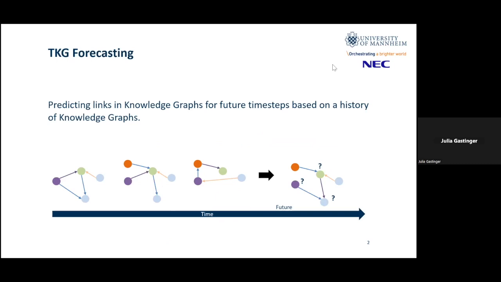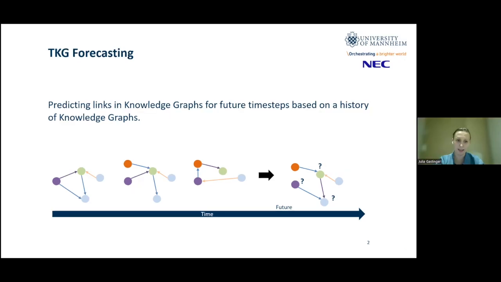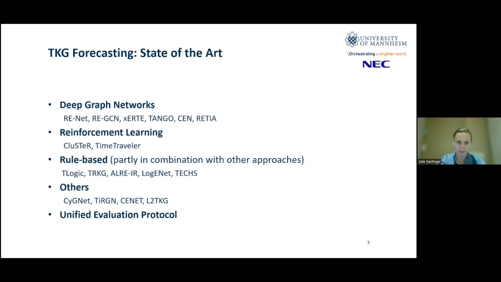Okay, so probably most of you know this, but we are talking here about temporal knowledge graph forecasting. So we want to predict links in knowledge graphs for future time steps based on the history of knowledge graphs. In our case, this history of knowledge graphs is represented as graph snapshots, where each snapshot contains all the quadruples that are known to be true at this time step. And we want to predict for the future which are going to be the links in this graph.